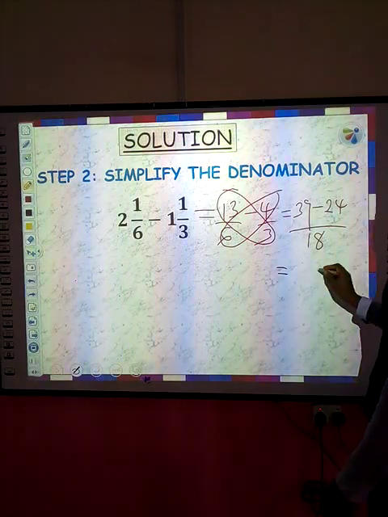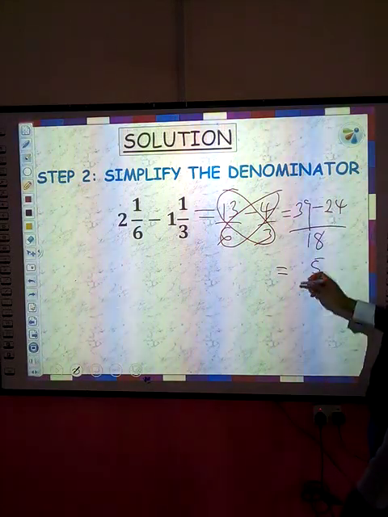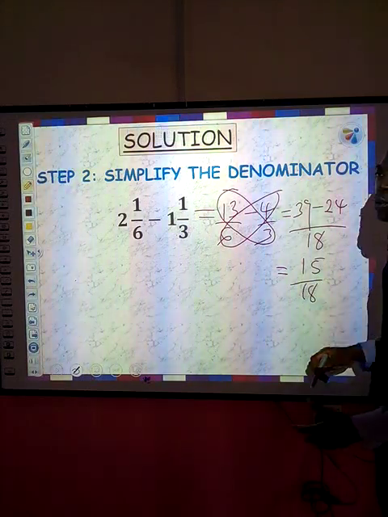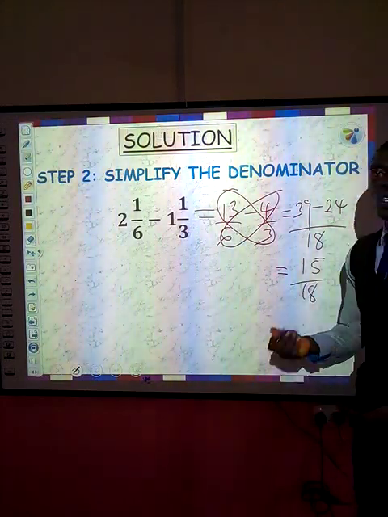Now, 9 minus 5 minus 4, you get 5 there, and then 3 minus 2, you get 1. That means that this will give you 15 all over 18. So the denominator has given us 15 over 18.